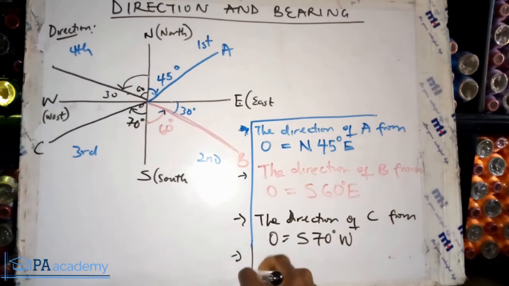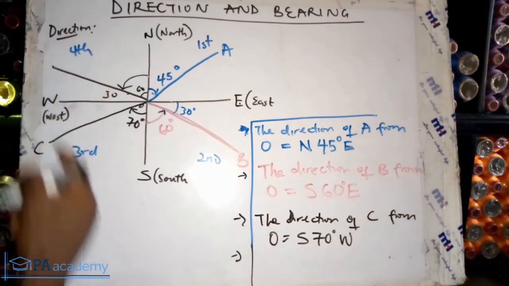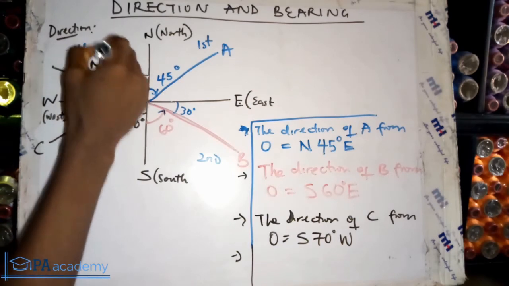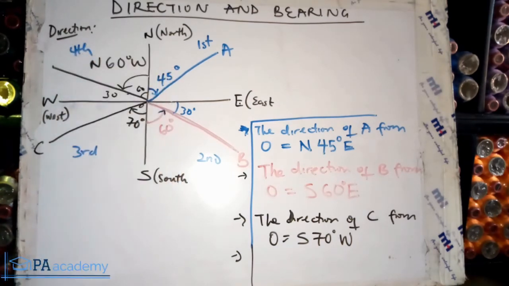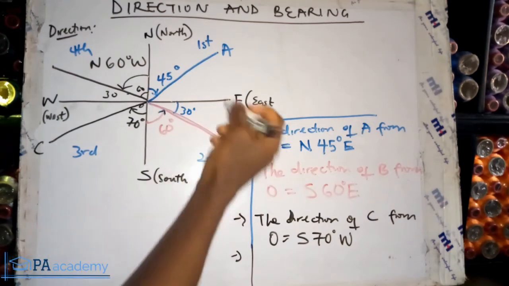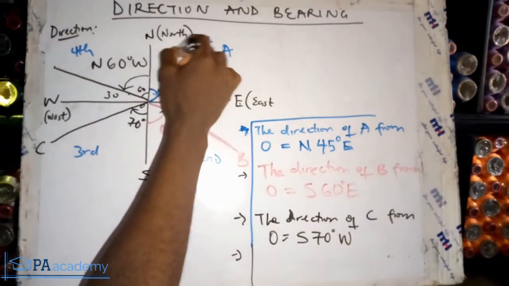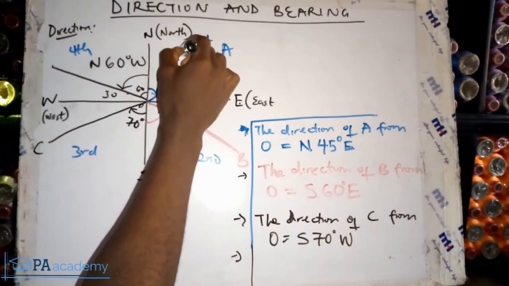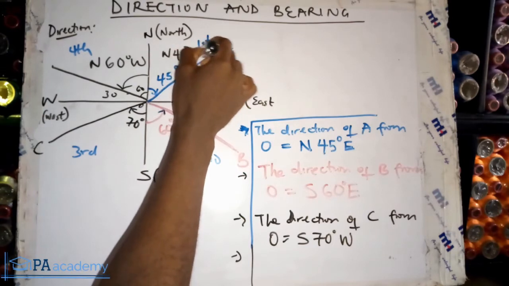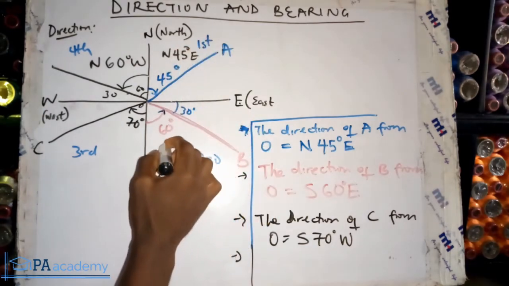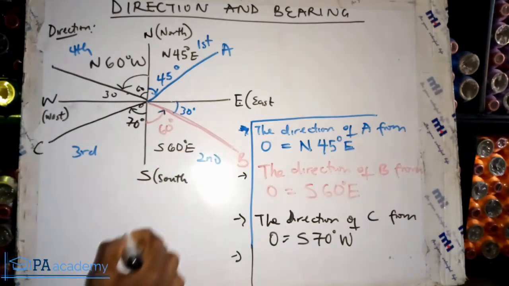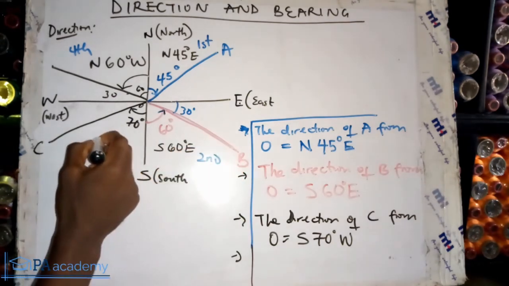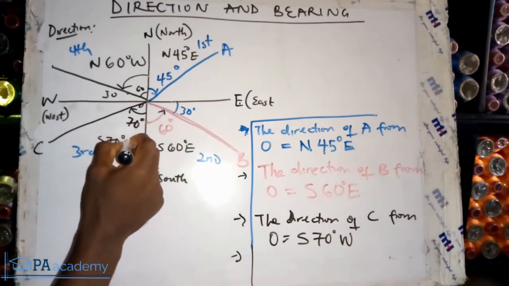Okay, let me just write it on it. So that means it will be north 60 degrees west. If you look at all these four angles, let me also write this one. This one is north 45 degrees east, and this is south 60 degrees east, and this is south 70 degrees west.